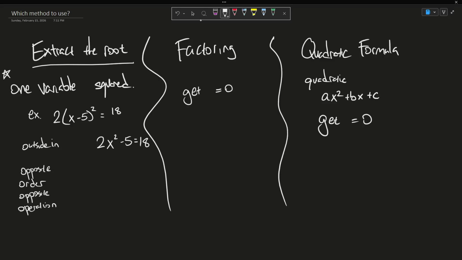So your flowchart should be, your brain should be thinking, can I extract a root? If not, let's get 0 on one side. So first think, can I extract a root? Once you cannot, or if you cannot, then get it equal to 0. Get one side equal to 0.